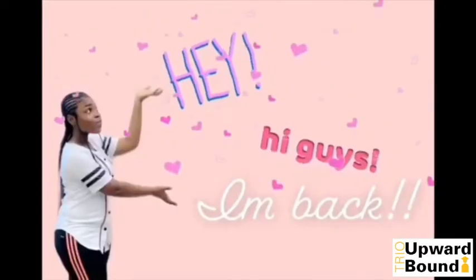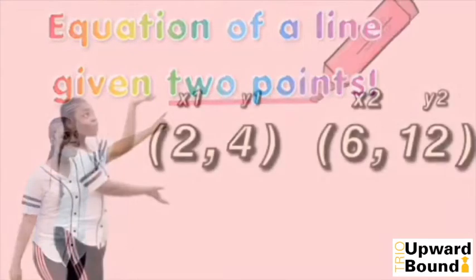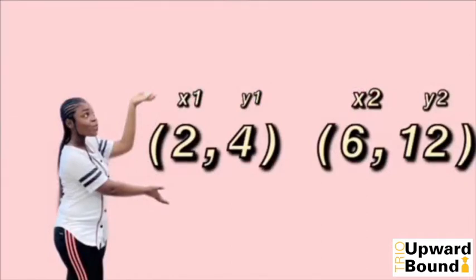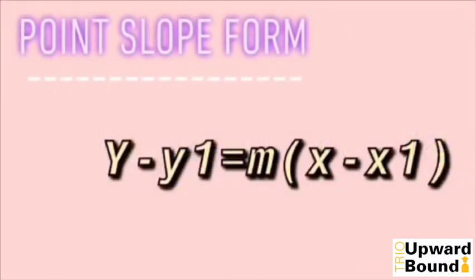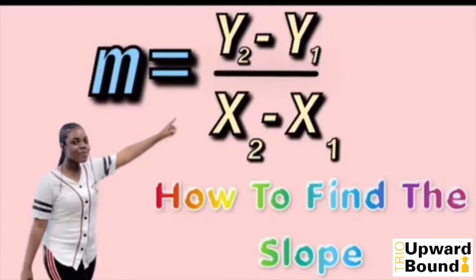Hey guys, I'm back. And now we're going to find the equation of a line given 2 points. These are the 2 points we will be using for this example, (2, 4) and (6, 12). This is the equation of a line in point-slope form. y minus y1 equals m times x minus x1, where m is the slope of the line and x1, y1 are coordinates of one of the points on the line. Here's the formula to find the slope of the line. m equals y2 minus y1 over x2 minus x1.